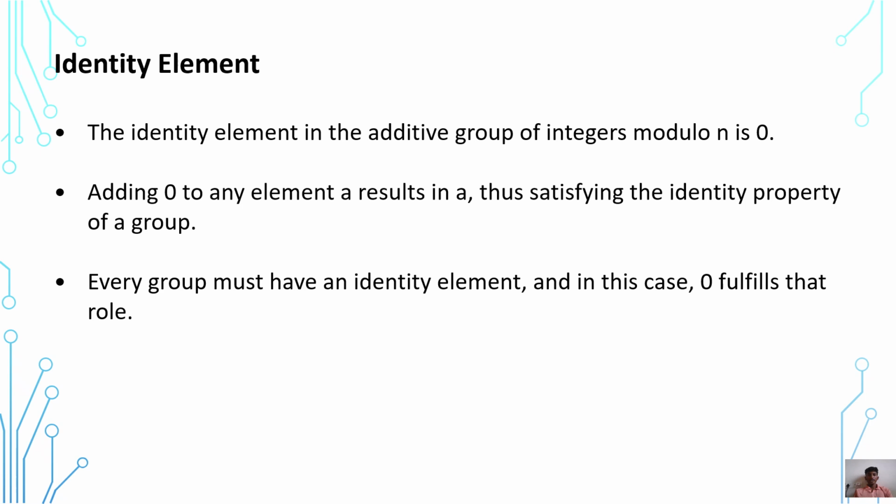The identity element. The identity element of the additive group of integer modulo n is 0. Adding 0 to an element a results in a, which satisfies the identity property of the group. Every group must have an identity element, and in this case 0 fulfills that role.